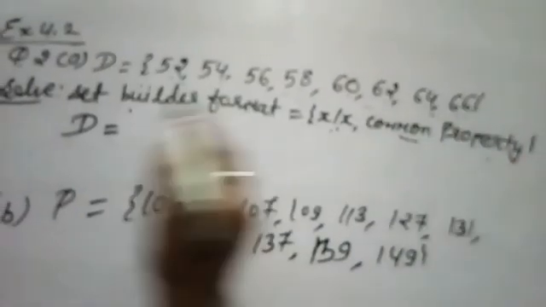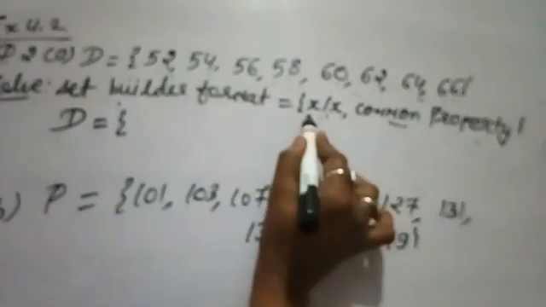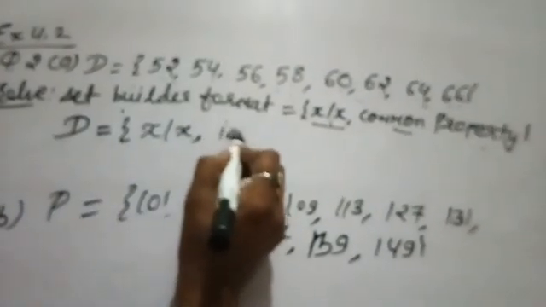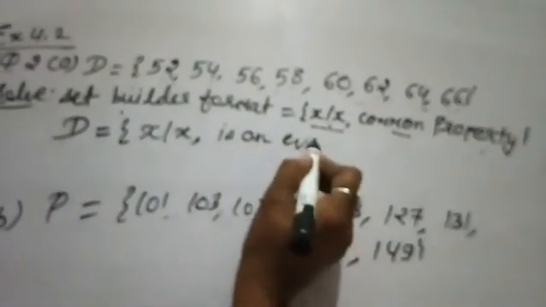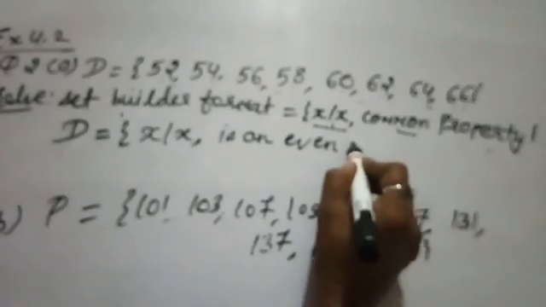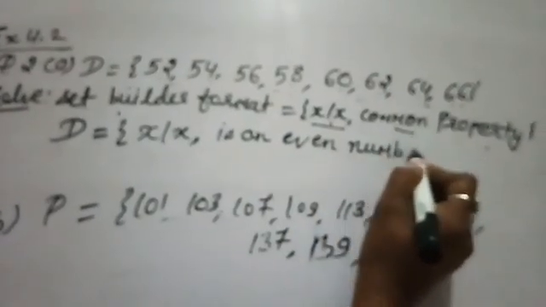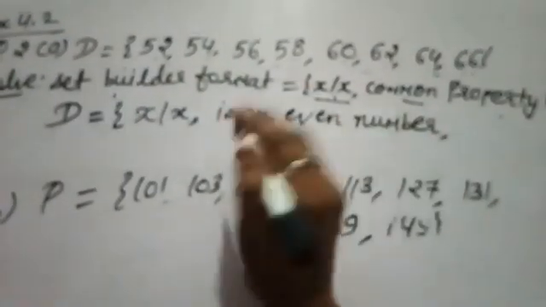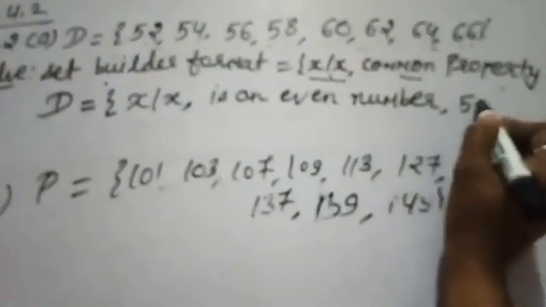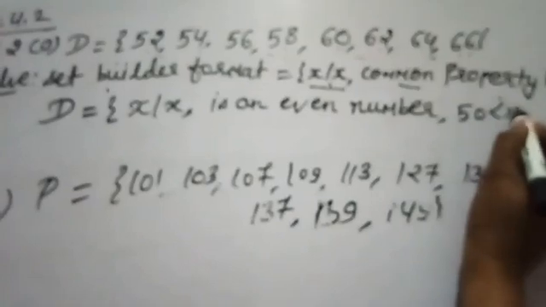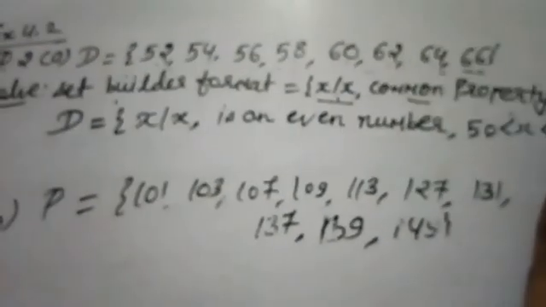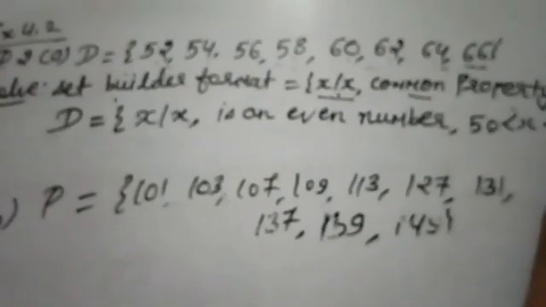So in set builder form, how can we write it down? x such that x is an even number. And also, what is the limitation? The first element is 52, which is bigger than 50, and the last element is less than 68.